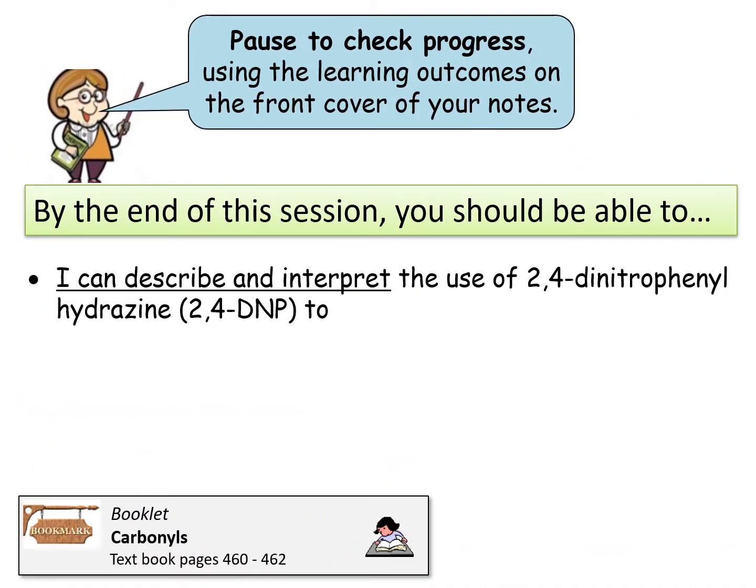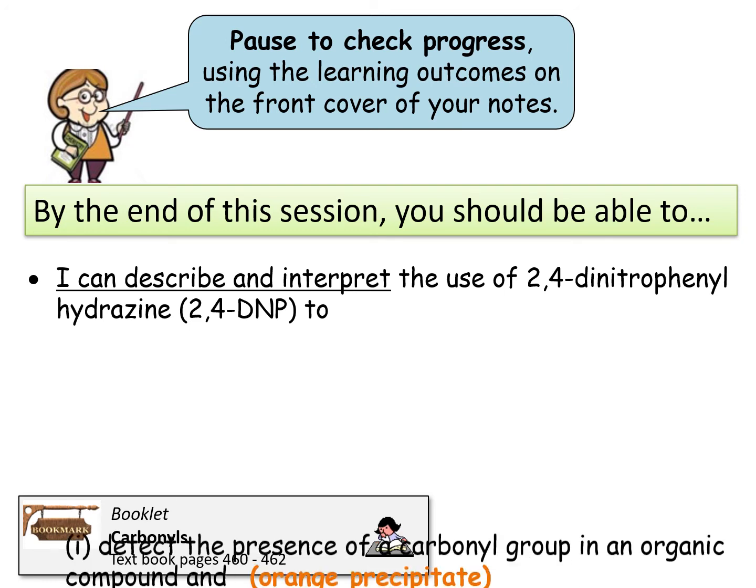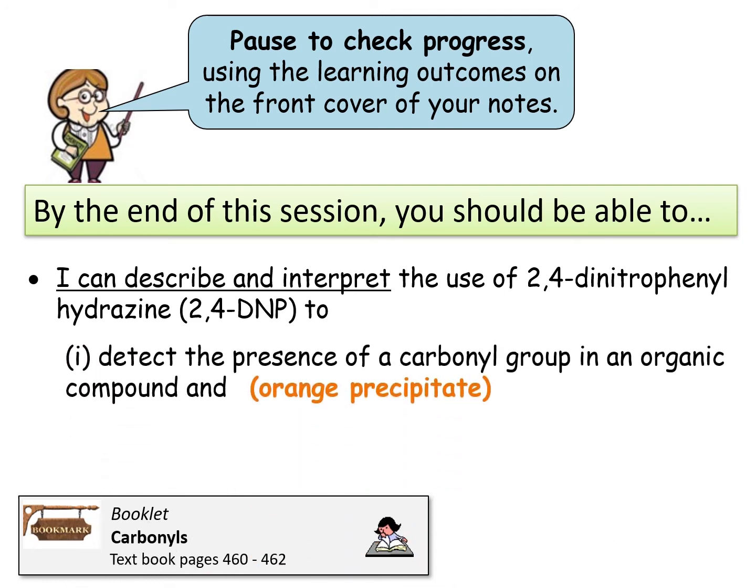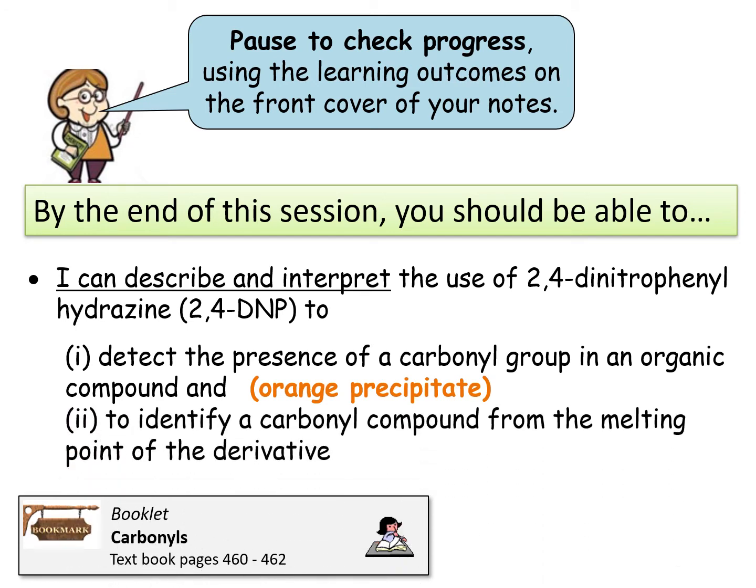Time to pause to check your progress using the learning outcomes on the front cover of your notes. So by this point, you should be able to describe and interpret the use of 2,4-DNP to detect the presence of a carbonyl group in an organic compound. So you know that's the orange precipitate. You should also be able to describe how you can identify the carbonyl compound from the melting point of the derivative. So just check that you're happy with those two outcomes and then press play to continue for the last section.